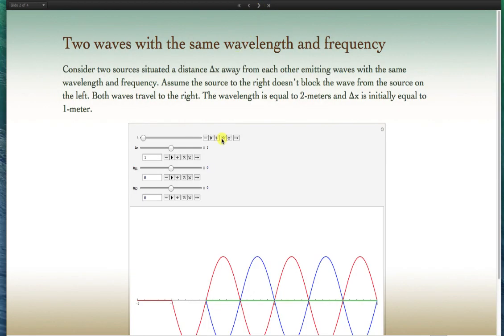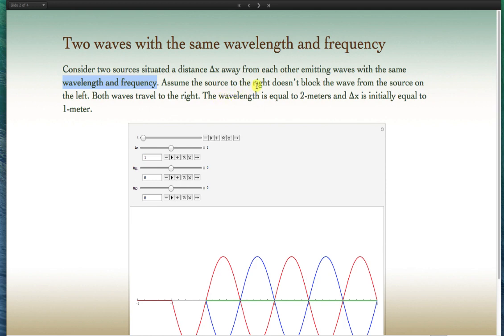So if we start off with a little animation, we assume we have two sources that are situated at a distance delta x apart from each other. So one source is at some position and another source is a certain distance away. They're both on the x-axis. They give off waves with the same wavelength and same frequency. So we'll assume it's the same type of wave, sound wave, wave on a string, whatever it might be.